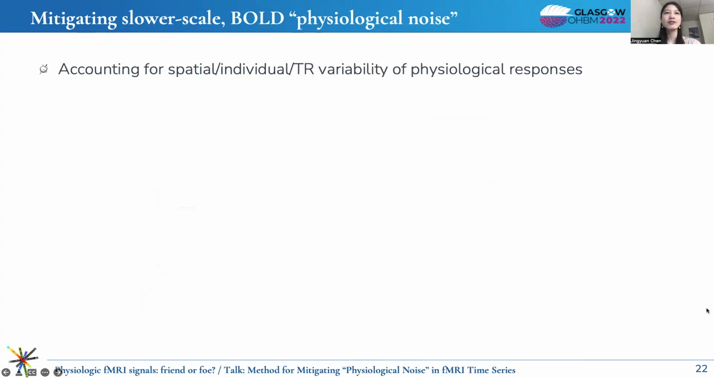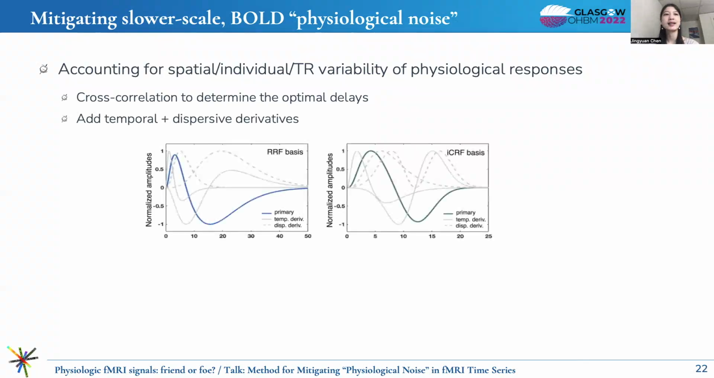So how can we account for this spatial, individual, or TR-dependent variability of these physio responses? There are many ways to do this. For instance, some studies will first do a cross-correlation to determine the relative lag between physio traces and voxel-wise fMRI responses, and then use the optimal delay to account for variance in the data. And you can also consider adding temporal or dispersive derivatives just to account for this regional variability or individual variability of these physio changes.